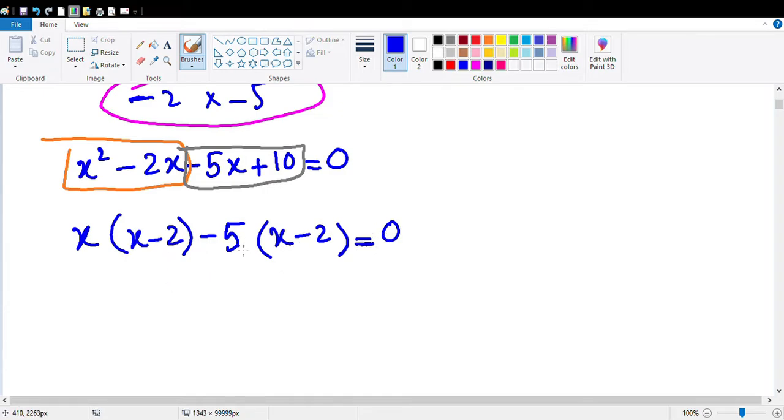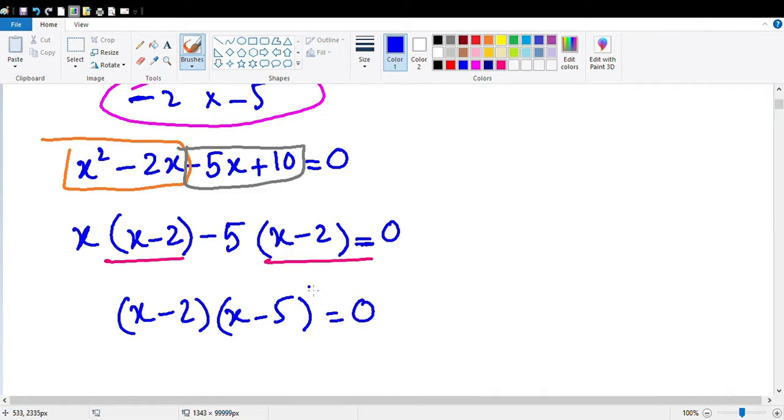That's basically this x minus 2 and x minus 2, because it's common again. So we'll take x minus 2 common, and we're left with x minus 5, right? So x minus 2 into x minus 5 will give us the above equation that we just factorized, which was x squared minus 7x plus 10. So yeah, that's it.